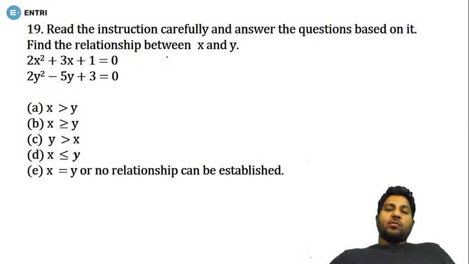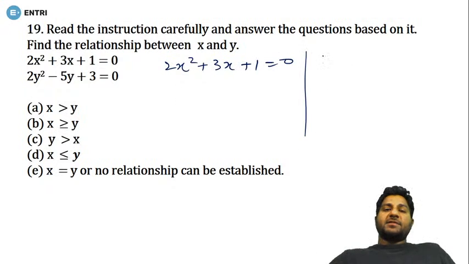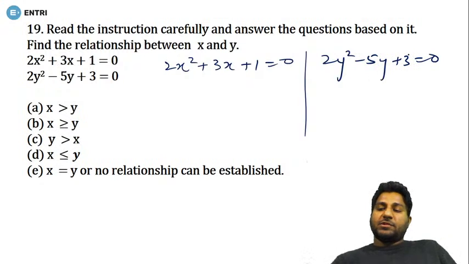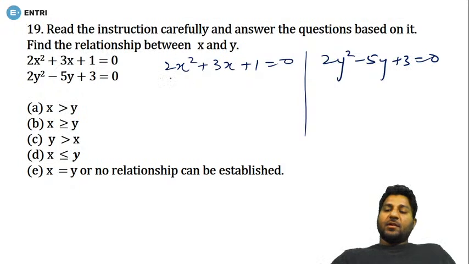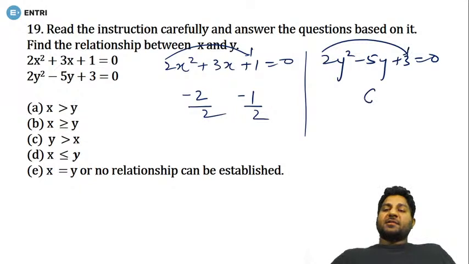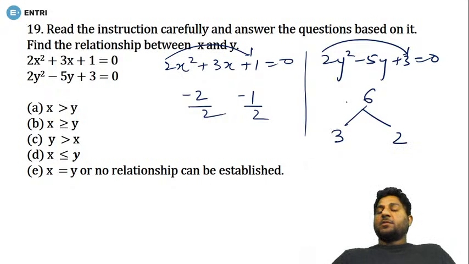Come on, this one. 2x square plus 3x plus 1 is equal to 0. And the next is 2y square minus 5y plus 3 is equal to 0. So tell me the answer. Alright, it's okay. 2 ones are 2, so clearly minus 2 minus 1 divided by 2 divided by 2. 2 threes are 6, and it will be 3 and 2. Why not 6? Because if you took minus 6y plus y, you will not be able to take the common part out of it. So you will be getting plus 3 plus 2 divided by 2 divided by 2.